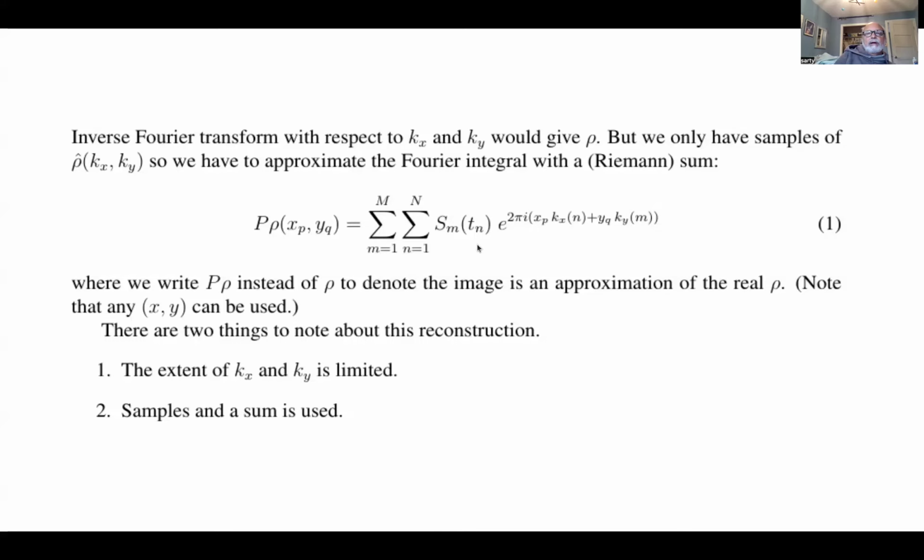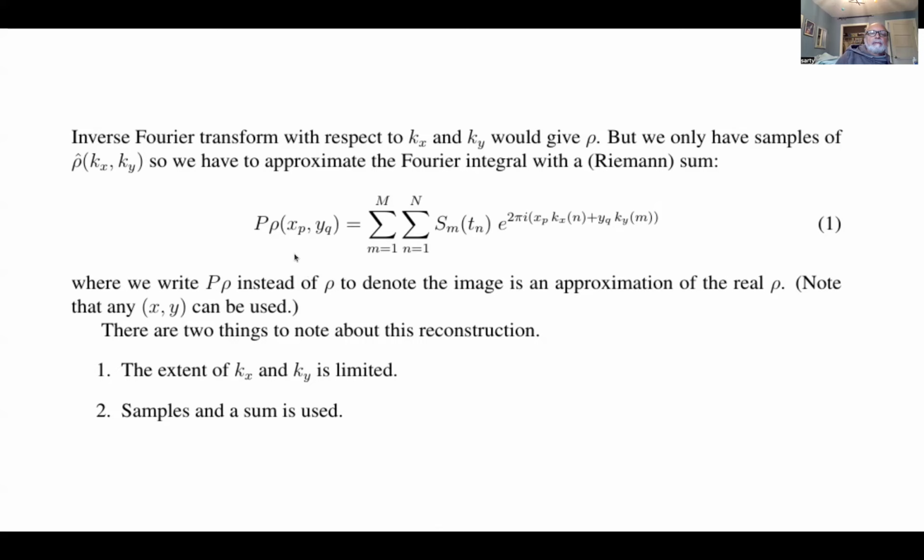And so the other thing is, the real consequence of the sum is that it leads to a periodic function. And the other thing is the extent that we go out in Kx and Ky. To get an exact Fourier transform, we have to go from minus infinity to plus infinity for Kx and Ky. We can't do that. We're limited in how far out we can go. So that leads to limitations in our resolution that we'll talk about.